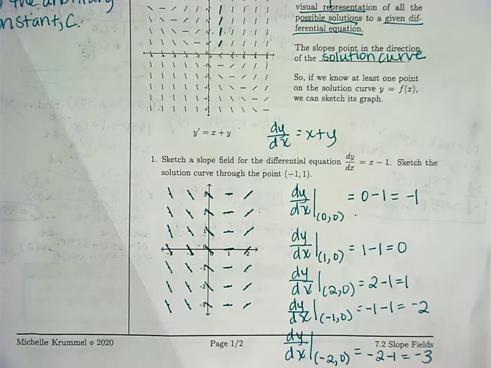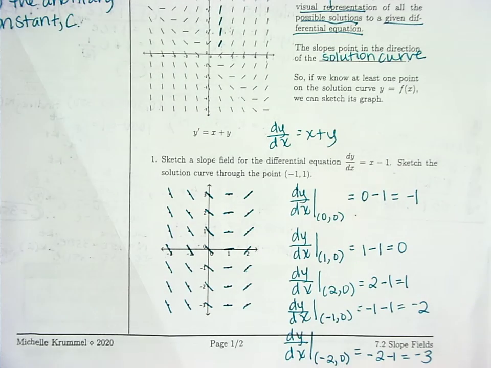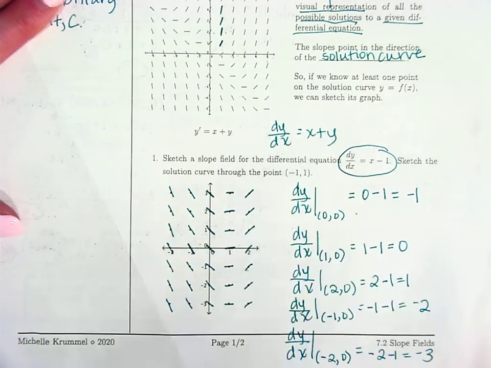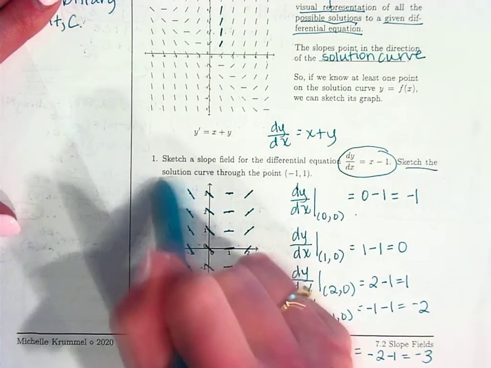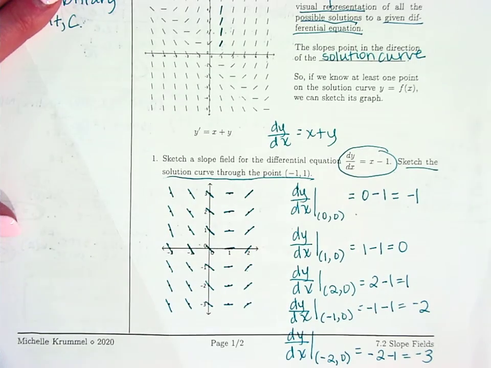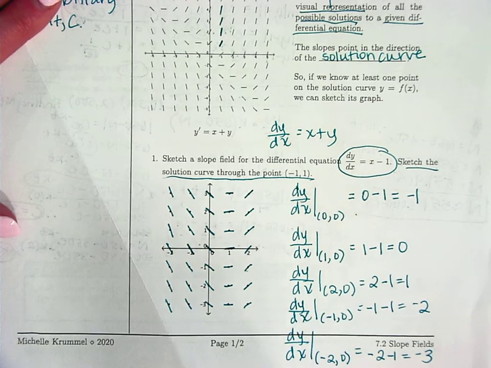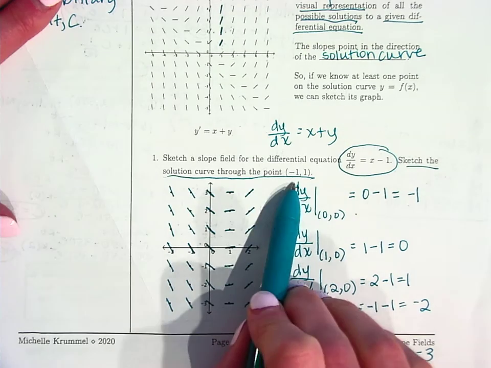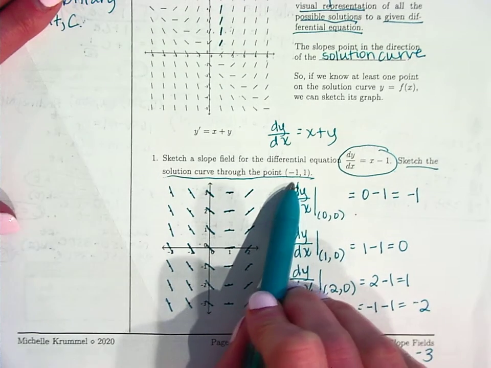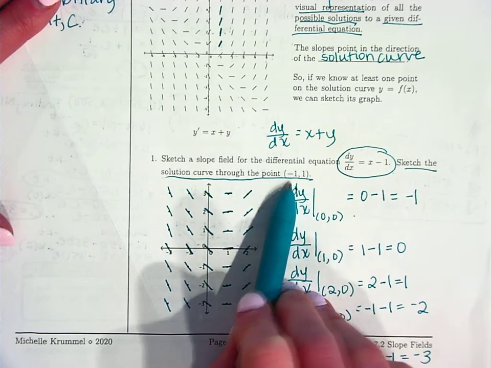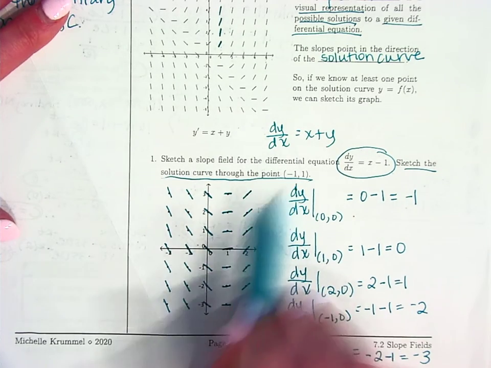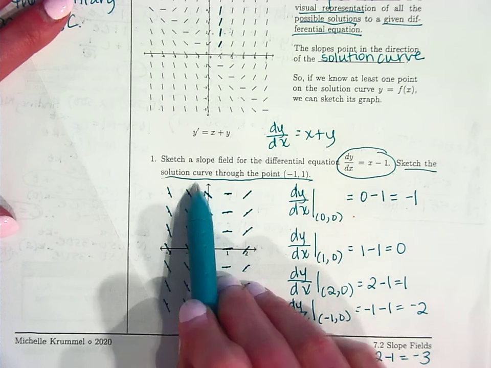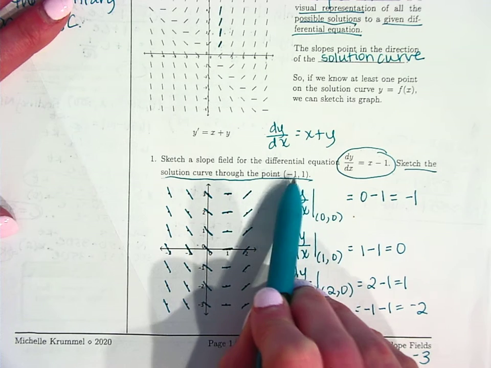Okay. So here is my slope field for this differential equation. That's just the first part of this problem. It also asks us to sketch the solution curve through the point -1, 1. The solution curve through this point, I tend to think of it as the particular solution based on this constraint. So in order to draw it, we're going to sketch what the original function looks like that goes through this point.